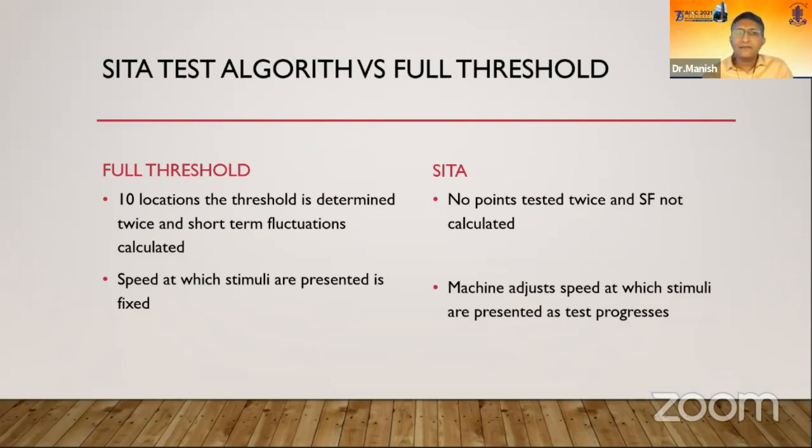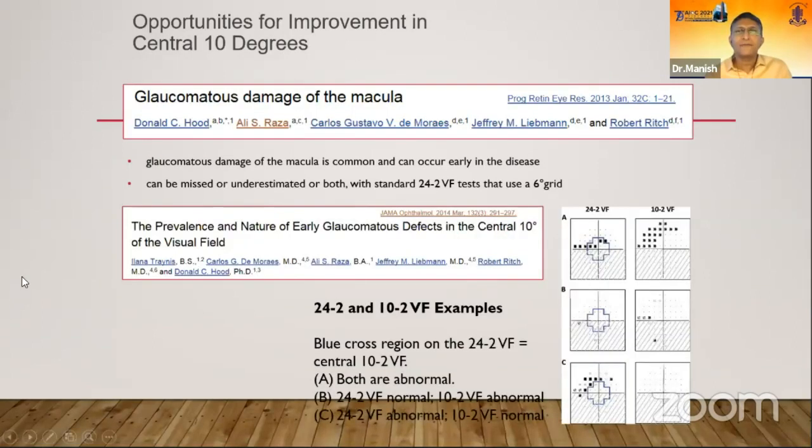And last is in the full threshold test, the speed at which the stimuli are presented is fixed. Whereas in SITA, if the patient responds more rapidly, the speed is increased and the machine adjusts that, and therefore the testing time reduces. Now coming to the very important concept about the central field.